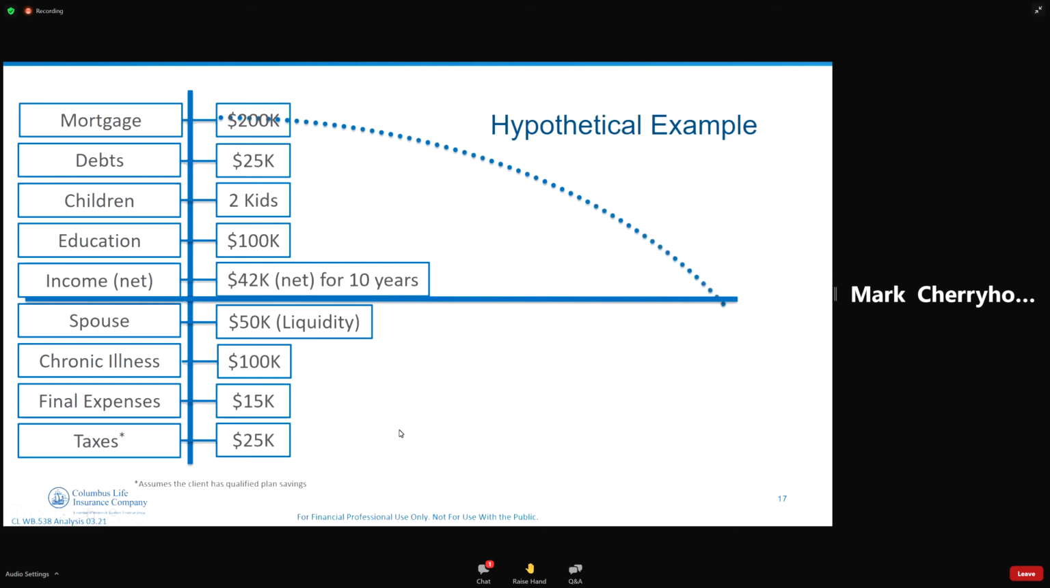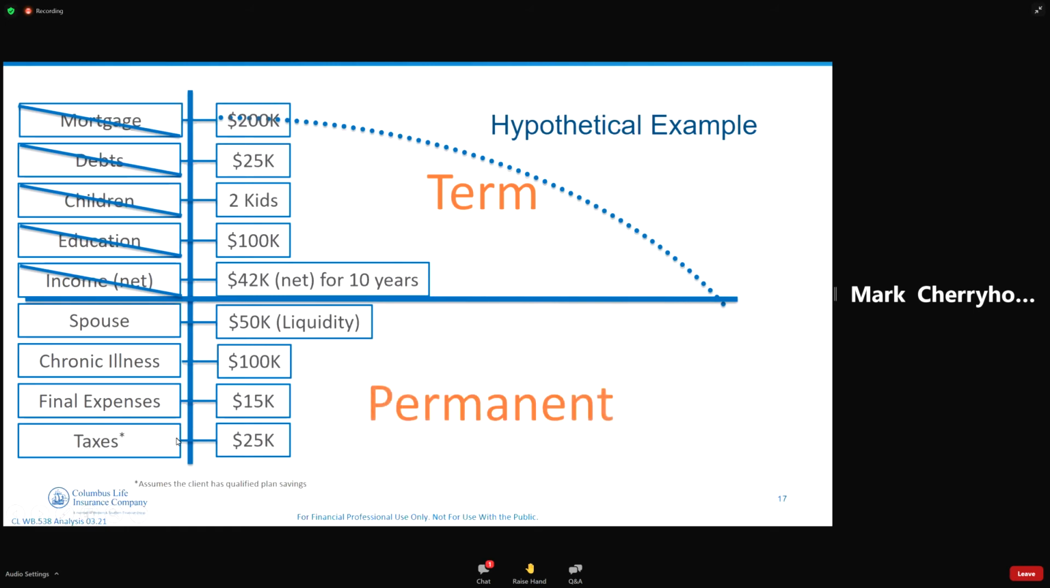So again, we're looking at the type of coverage. This is term insurance. All these things up above, hopefully they're going to go away, and by retirement, this is all met. But this is term. This could be a term coverage, a term solution to this. And then those things down below, these are permanent issues here that are going to be around. You want to make sure that the survivor income is there. Chronic illness is going to be there. Final expenses, taxes. So this may be something where permanent insurance is going to be the solution for this particular client.